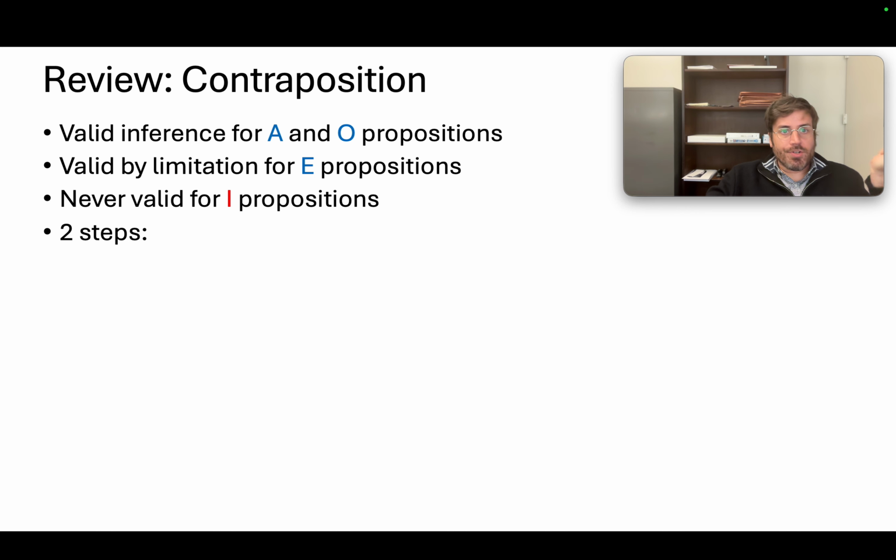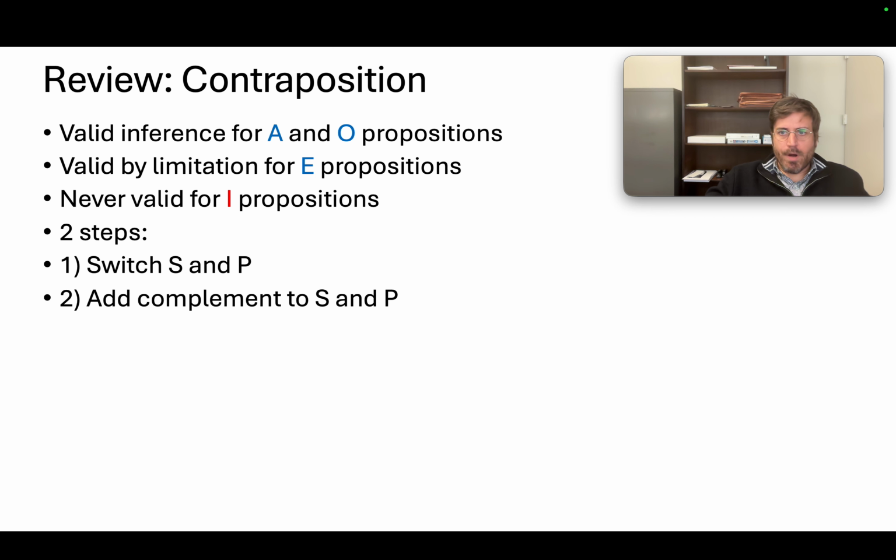Okay, so there are two steps to contraposition. First, much as we did with conversion, we're going to switch subject and predicate. Okay, those get flip-flopped. And then we add the complements to both the subject and the predicate. We have to add non to both class terms. All right, and that can end up generating some awfully awkward and clunky sentences, but they are logically valid.